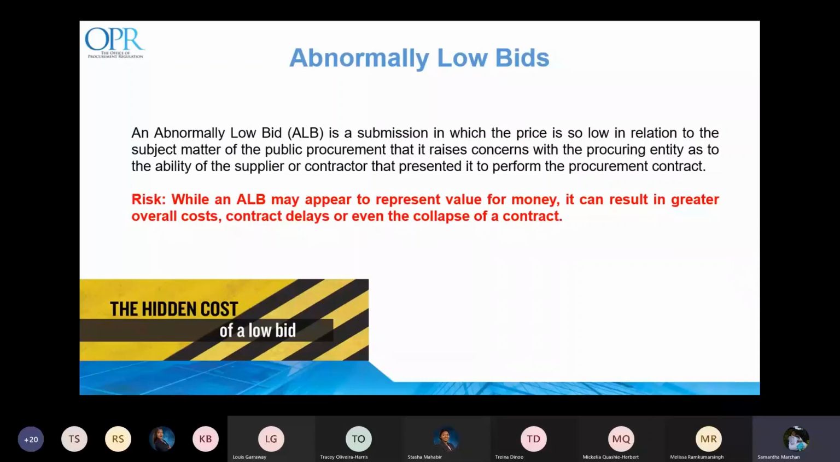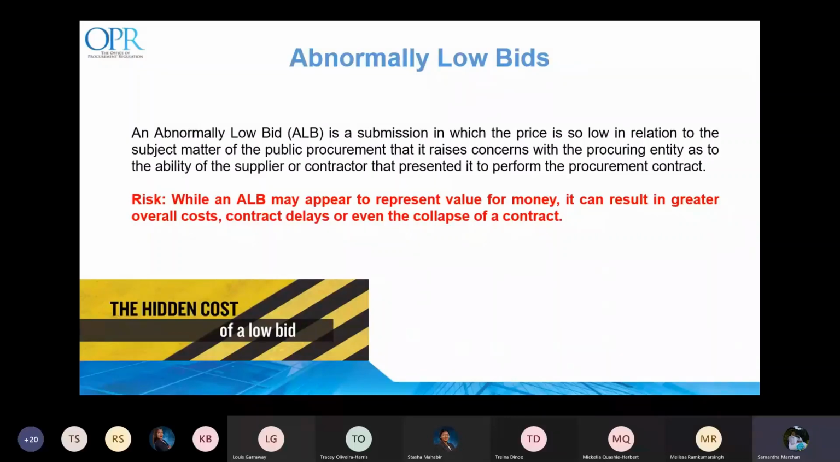During the commercial evaluation process, the evaluation committee may determine that a bid is abnormally low. An abnormally low bid is a bid in which the price in combination with other elements of the submission is so low in relation to the subject matter of the procurement, such that it raises concerns with the procuring entity as to the ability of the supplier or contractor that presented it to perform the procurement contract.